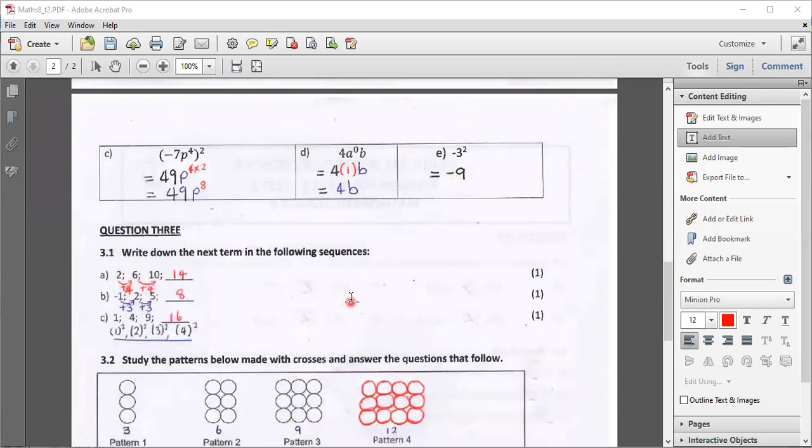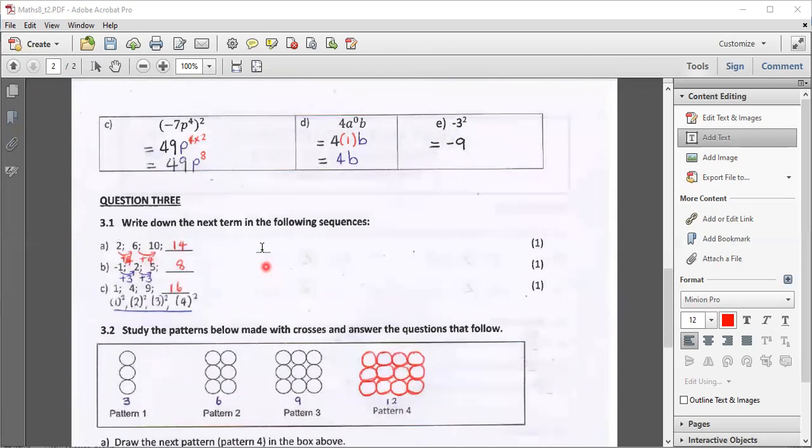Now we're going to look at your terms, your sequences, right? We have 2, 6, and 10. Now here there's a constant difference of 4. 2 plus 4 will give you 6. 6 plus 4 will give you 10. So 10 plus 4 will give you 14.